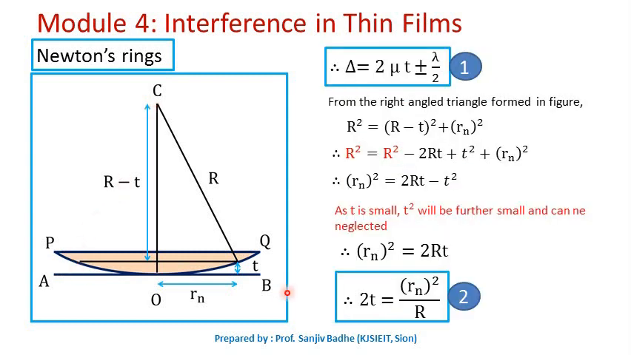Let us look at this figure. In this figure, POQ is the spherical surface or the convex surface, AOB is the plane surface. At point O, the convex surface and the plane surface are in contact. A thin film is formed between the spherical surface and the plane surface, and when we make light rays incident on this thin film, the light rays will be reflected from the upper surface of the film and lower surface of the film.